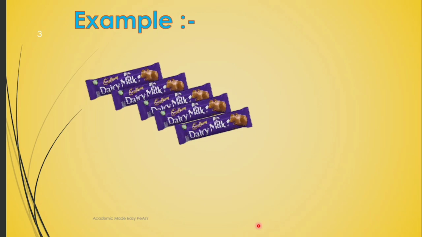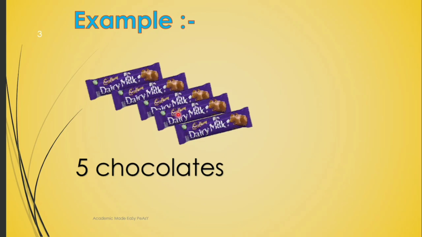Okay, so this is the example. Now, just think you are having these chocolates. So how many chocolates do you have? You have five chocolates, right? So you're having five chocolates, and you also have your friend next to you. Okay, so will you eat the chocolate all alone? No, right? We give some chocolate to our friends, right?